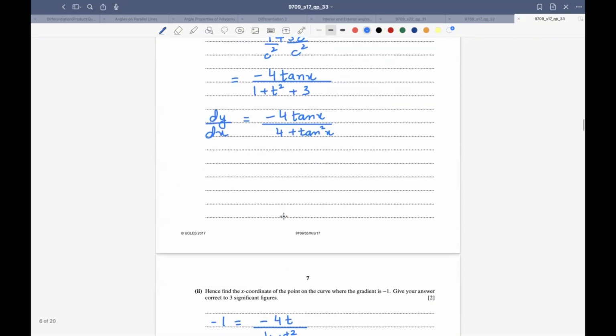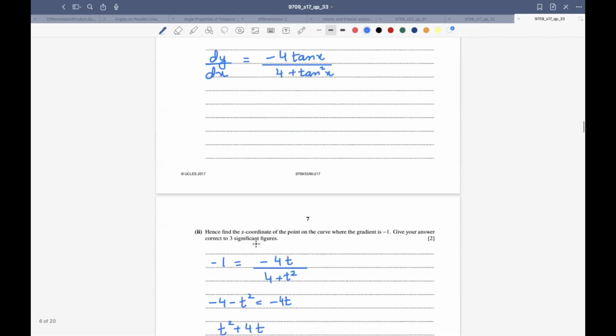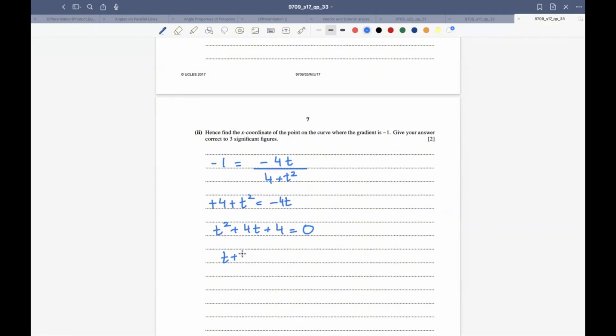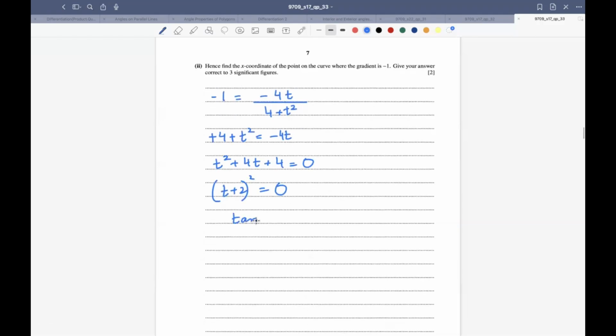So we can just change the sign. When we bring the 4 tan on the right hand side to the left hand side, this will become tan squared plus 4 tan plus 4 equals 0. Factorizing this, we'll get tan x plus 2 whole squared equals 0. So tan x equals minus 2. Taking tan inverse of minus 2 in the calculator, we'll get x equals minus 1.107. As we have to give our answer to 3 significant figures, the final answer will be minus 1.11.